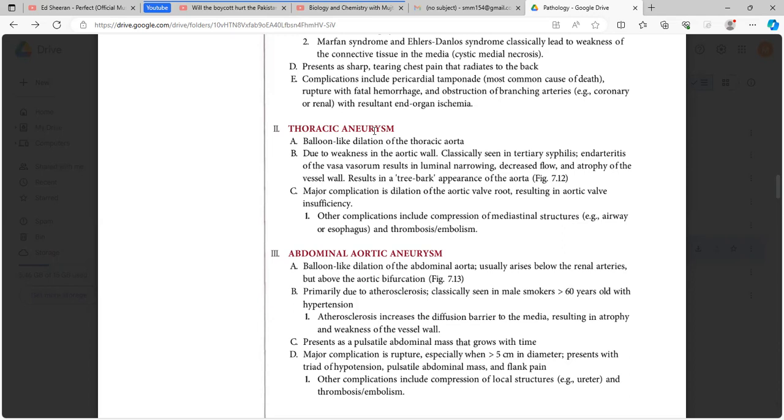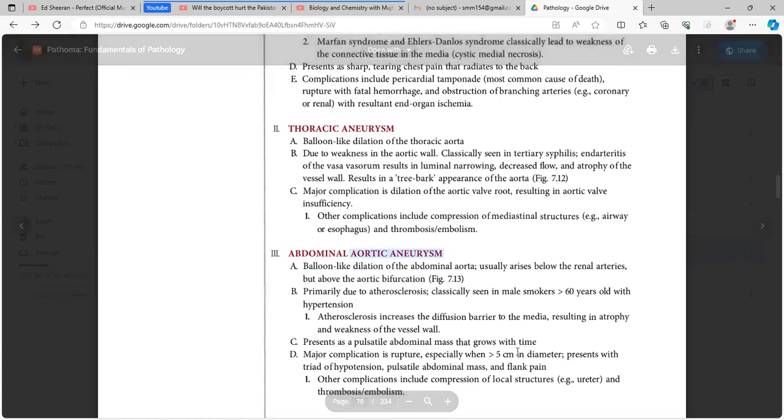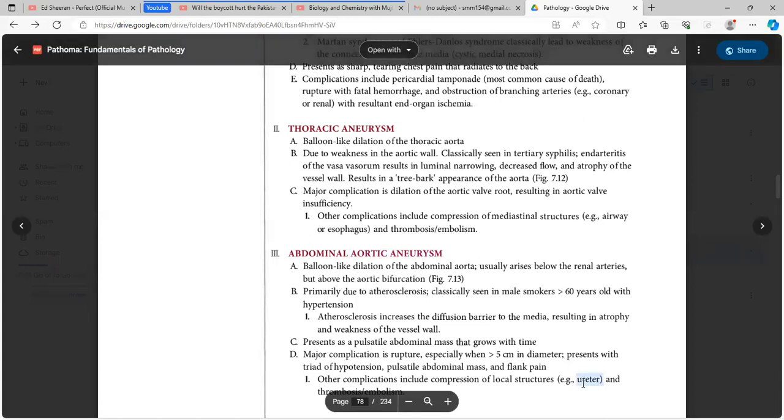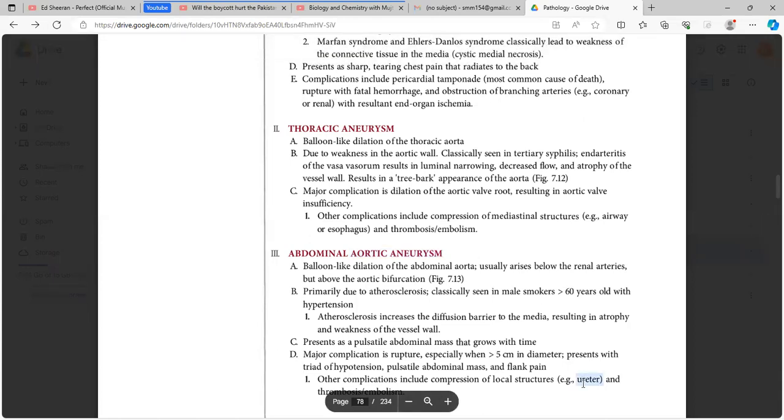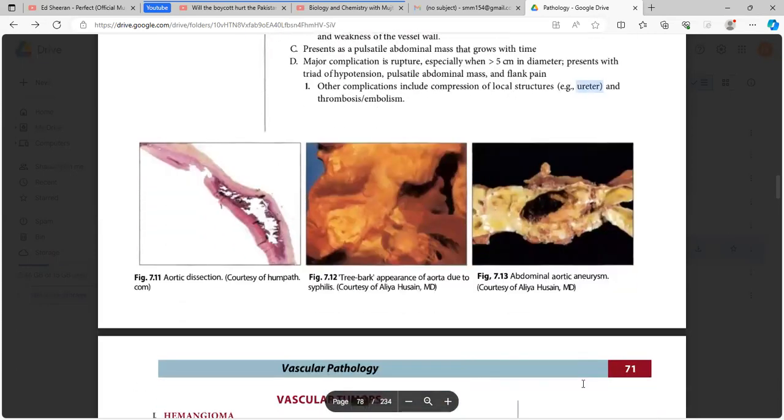So, like I told you, all aneurysms can compress the structures nearby. Since the abdominal aortic aneurysm has a ureter close to it, it basically compresses the ureter. However, in the case of thoracic aneurysm, the structures close to it are the mediastinal structures, thus it will compress the airway or the esophagus and would lead to respiratory difficulties or even embolus.